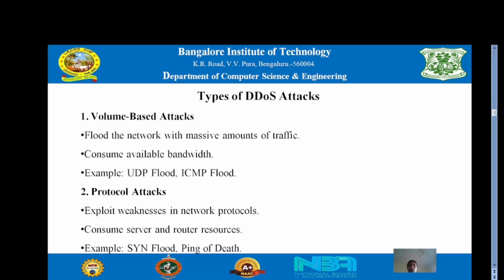Now we start with types of DDoS attacks. There are mainly three types of DDoS attacks. The first one is the volume-based attack. It floods the network with a huge amount of traffic and consumes all available bandwidth. Examples: UDP flood, ICMP flood. The second type is the protocol attack, which targets weaknesses in network protocols, such as SYN flood.